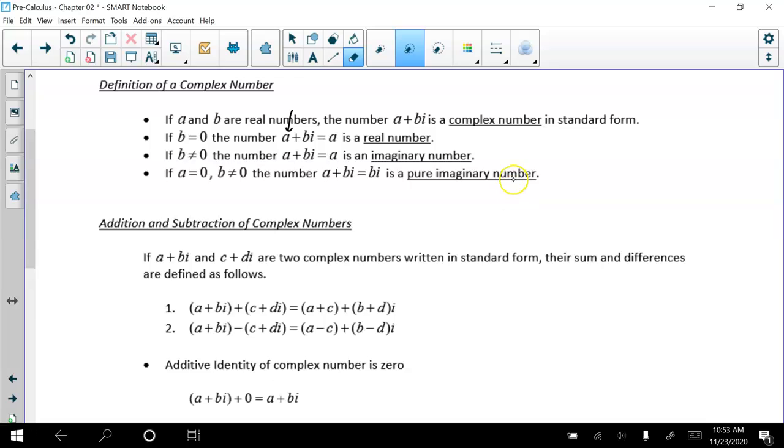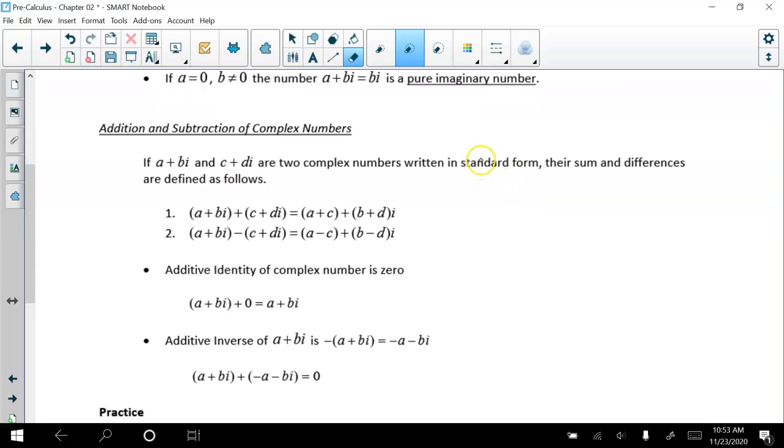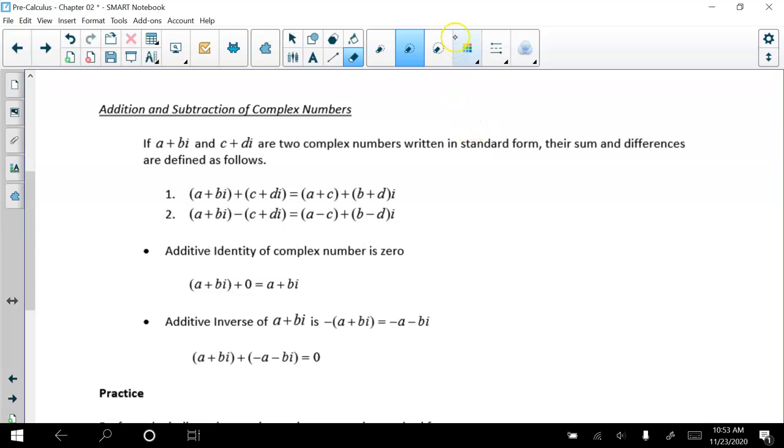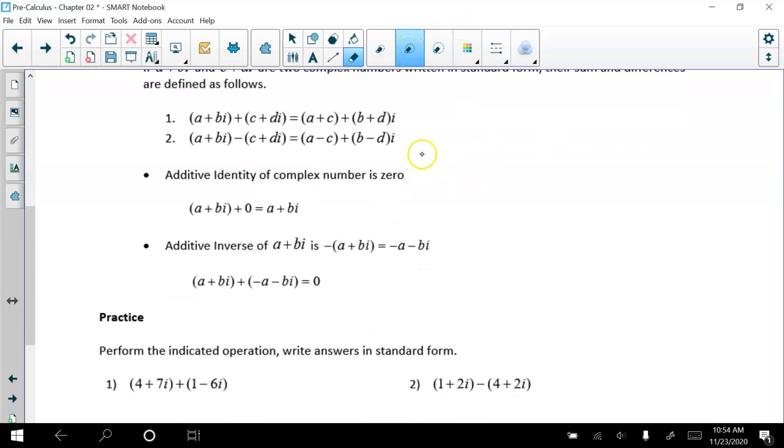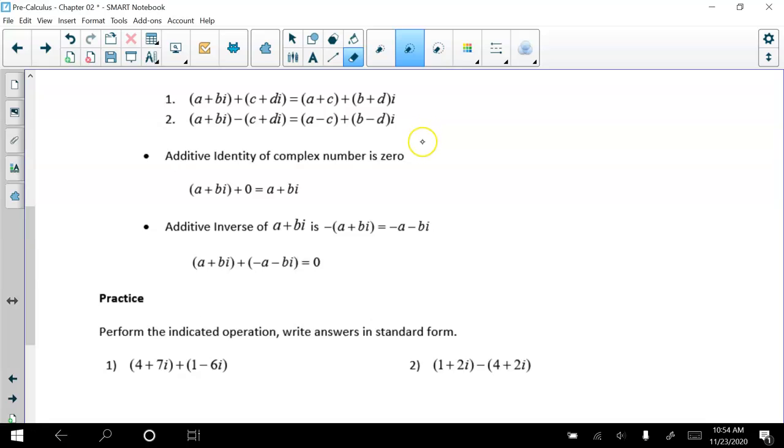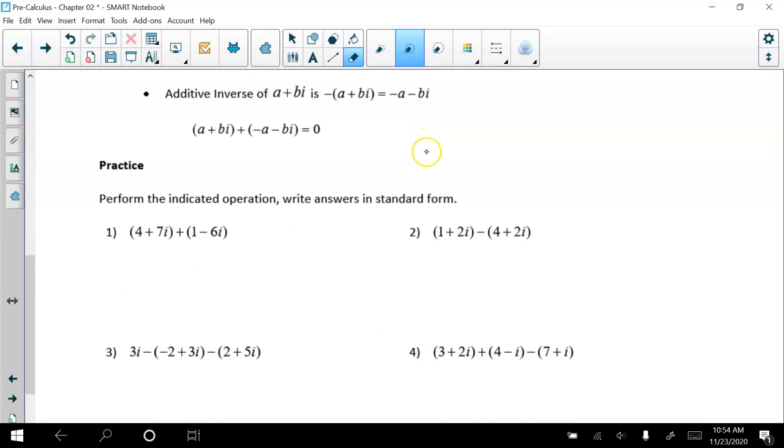Now, adding and subtracting of these complex numbers, you can look through that. Additive inverse, when you add 0, it doesn't change your number. When you add the opposite, whenever you add opposites, you get 0. So what we're going to do is add, subtract, multiply, do all those operations we normally do.